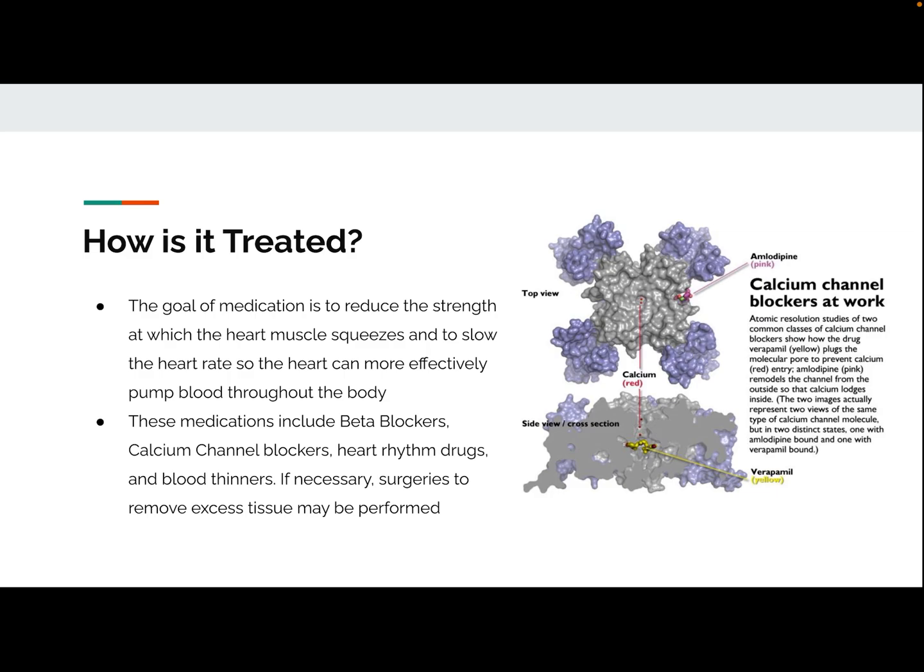So in this example here, it's talking about a calcium channel, which is important because the whole process where the heart starts begins with calcium entering the cell. So if excess amounts of calcium are blocked from entering, then the heart will not be able to pump excessively, which will decrease the symptoms of this disease.